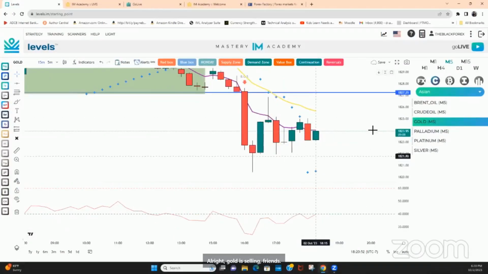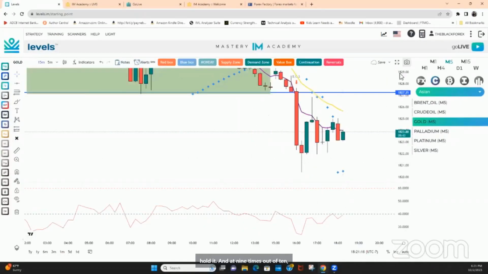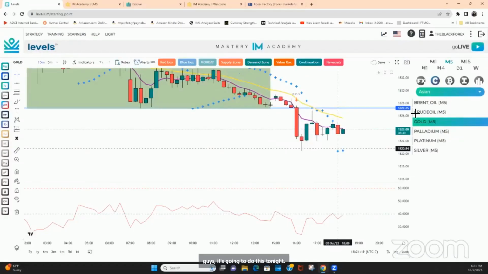Gold is selling, friends. Let me see something right quick on this one. Okay. All right, let's talk about gold. Gold has broken out of the box. It's sold down, it pulled back, sold down, pulled back. As soon as I get another red candle, I'm definitely going to get in gold and hold it. And nine times out of 10, guys, it's going to do this tonight.